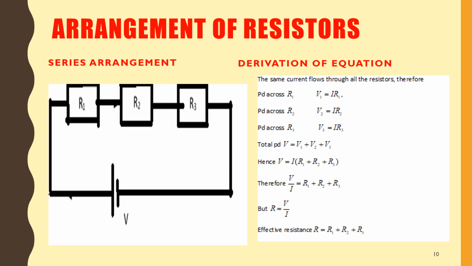That is factorizing. And then when you divide through by I, you get V over I equal to R1 plus R2 plus R3. But V over I is R. So the effective resistance is equal to R1 plus R2 plus R3. What this formula implies is that if we want to find the total resistance of a circuit, we simply add the individual resistances, and that is how we get the total external resistance in any circuit.